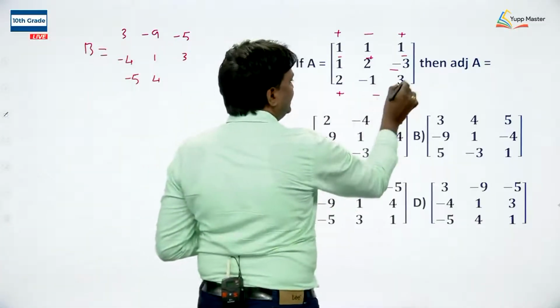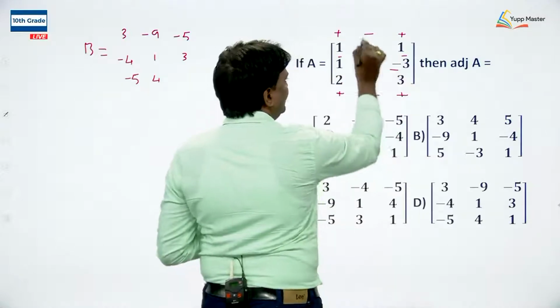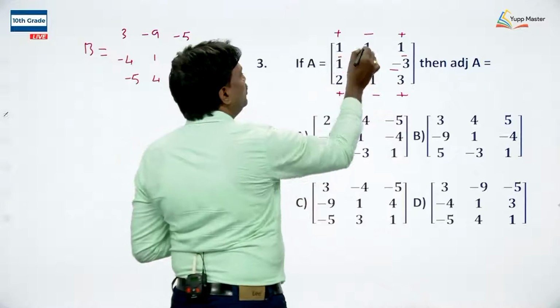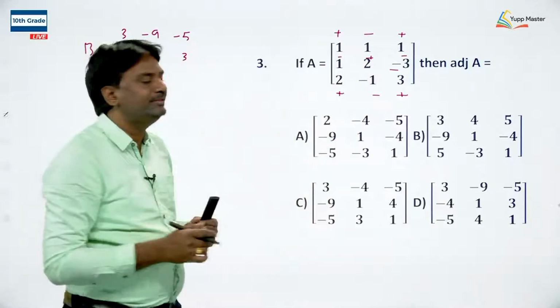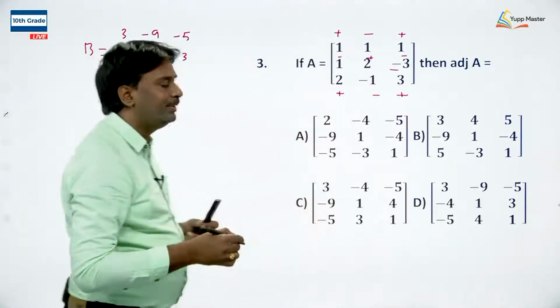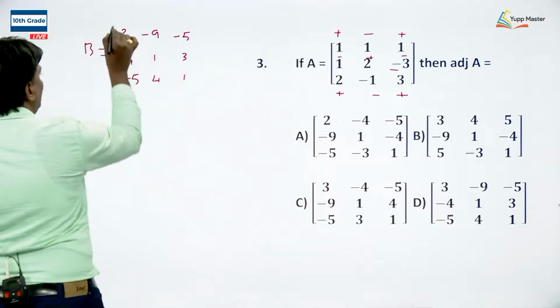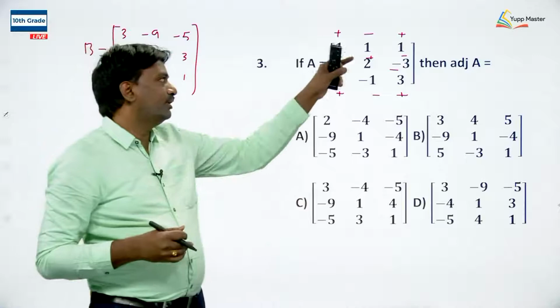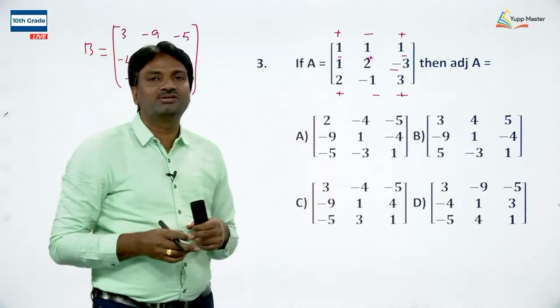Let's take the element 3, eliminate this row and this column. The remaining elements are 1, 1, 1, 2: 1 into 2, 2, minus 1 into 1, 1, 2 minus 1 is 1, but here the sign is plus, plus 1 into 1 is 1. So this is the cofactor matrix of A: 1, 1, 1, 1, 2, minus 3, 2, minus 1, 3.